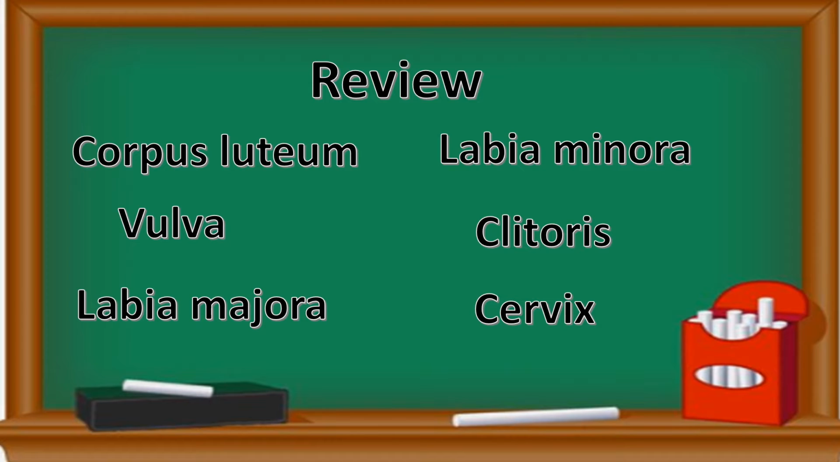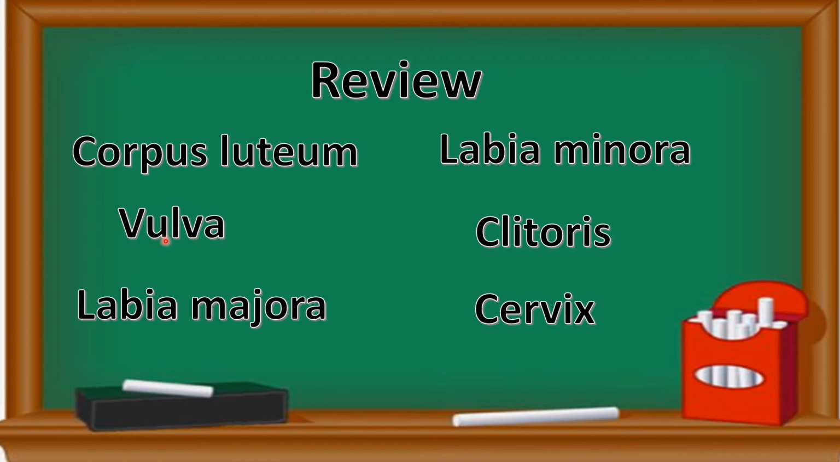Number 1 here is corpus luteum. So what is a corpus luteum? A corpus luteum is a structure that produces hormones to prepare the uterus for pregnancy if fertilization occurs. And during ovulation, the follicle forms into a structure called your corpus luteum.